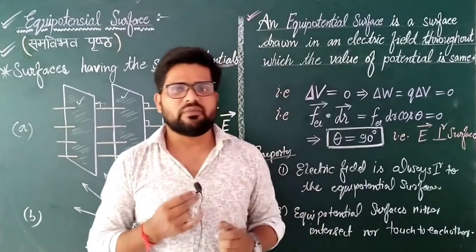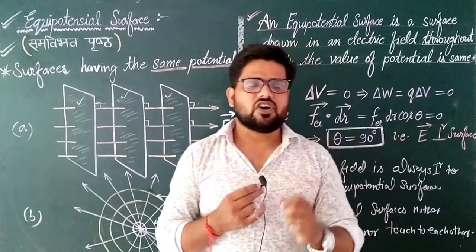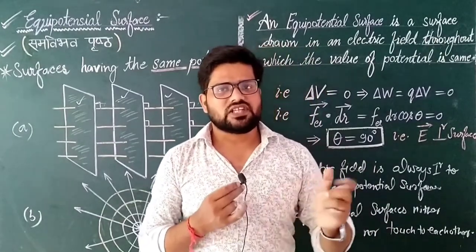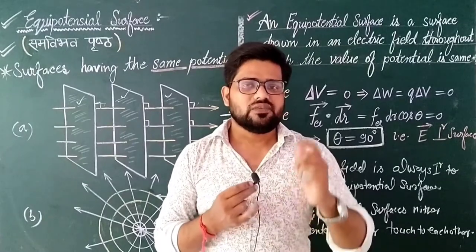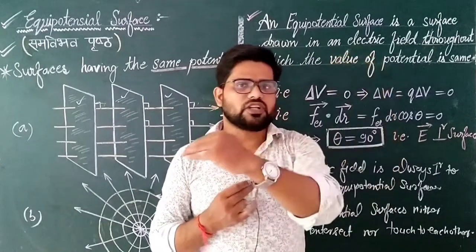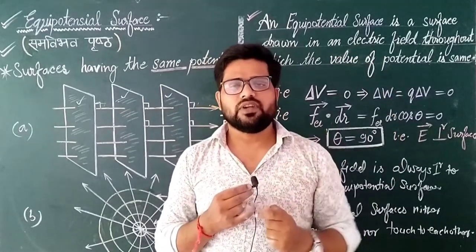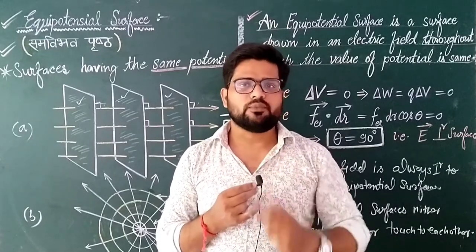Dear friends, the most familiar example of the equipotential surface is the surface of a charged conductor. The surface of a charged conductor is always an equipotential surface. If this were not so, then electric charge would flow from higher to lower potential, and that would lead to a flow of electric current without any source, which is quite impossible.